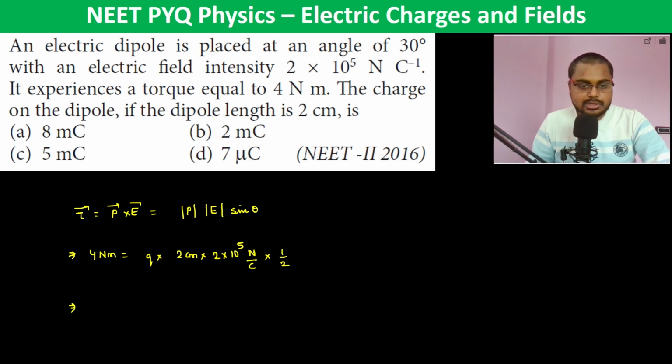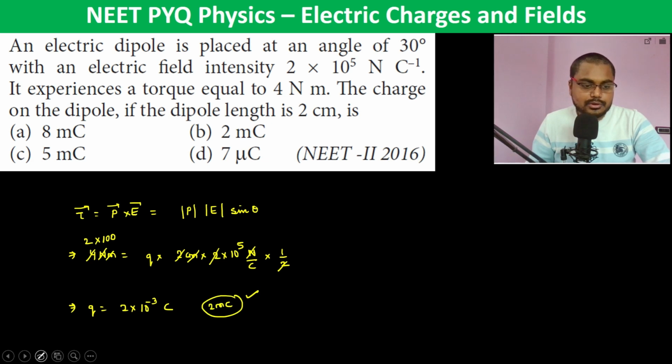So therefore 2 is gone. This 2 goes with 2. Newton is gone with Newton. So Q becomes, and now this is meter and centimeter, so we make it 100. So 2 into 10 to the power minus 3 coulomb. So this is 2 millicoulomb. Therefore 2 millicoulomb is going to be the answer.